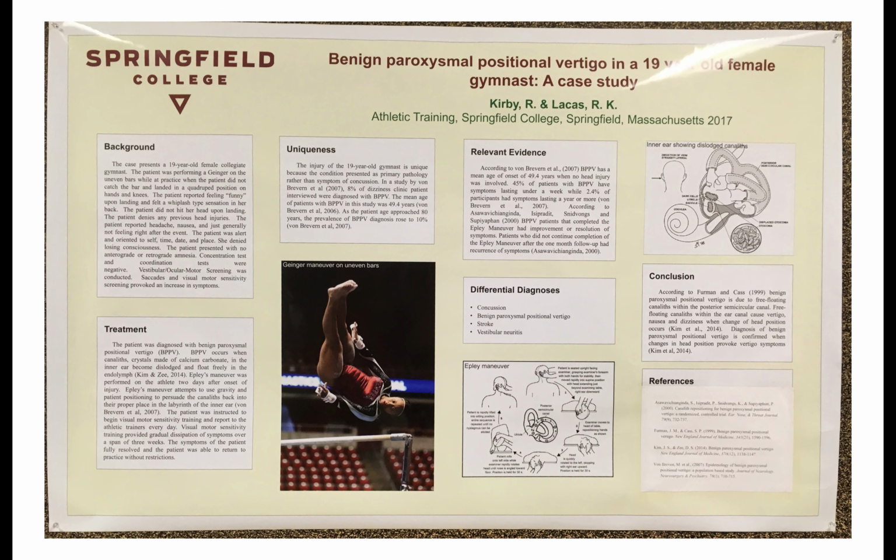So let's look at some examples. Now this one is a nice looking example. It's got sans serif headings. It's got spacing around it. The only thing I wouldn't have done: in the picture where it says geyser maneuver on uneven bars, I might have pulled that down a little bit so it's not smacking against the edge. And on the inner lobe shows dislodged canalis, I probably would have made that image a little smaller and again given it the same amount of breathing room as I had around the text.